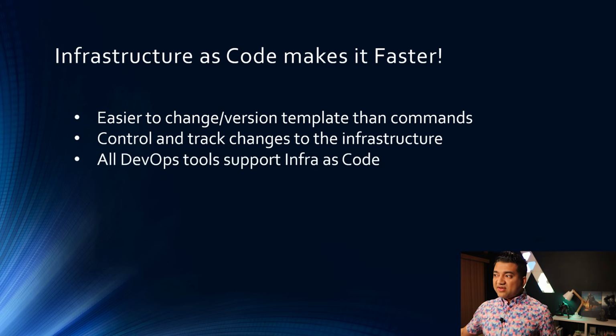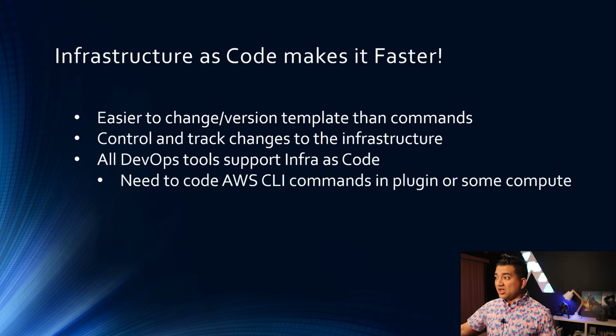Also, all DevOps tools support infrastructure as code. Any tool you name, such as CodePipeline, Jenkins, GitLab, Flux, Spinnaker, etc., they all support infrastructure as code. For running CLI, you need to code the AWS CLI commands in a plugin or maybe in Lambda or something and put it in your pipeline. So there's additional management overhead and headache for running CLI commands in a DevOps pipeline.